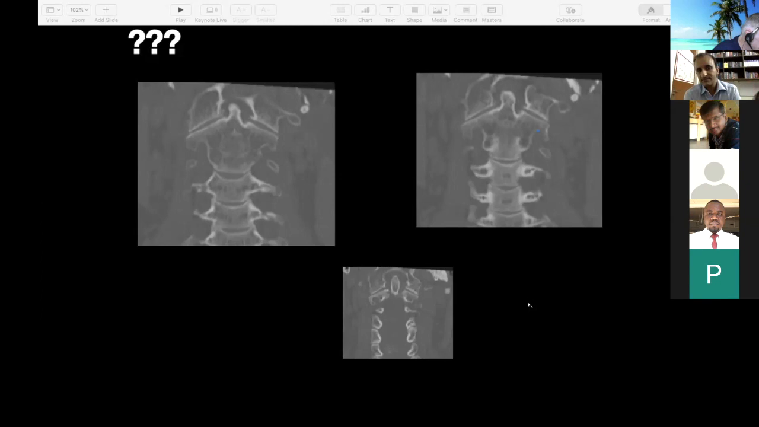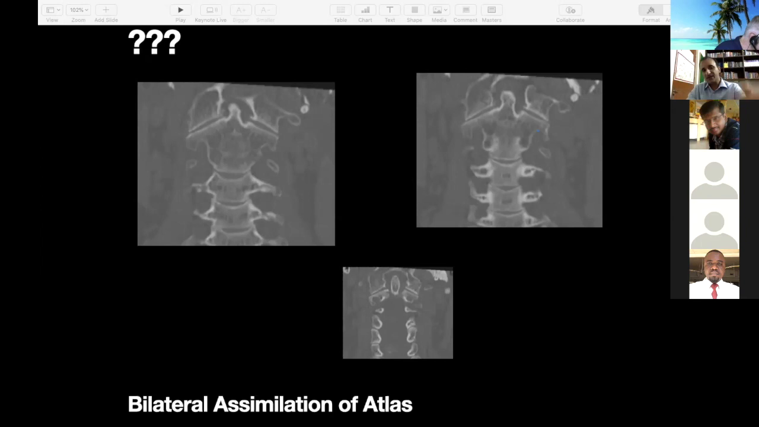Also, sir, C2-C3 fusion is also there. Excellent, absolutely perfect. And that is very, very important to pick. Okay, and why, I will just tell you. So absolutely correct answer. You have a bilateral assimilation of atlas with a fused C2-3.